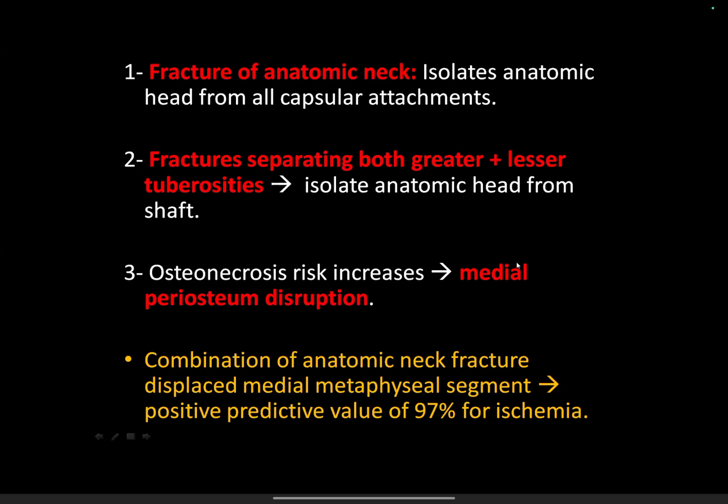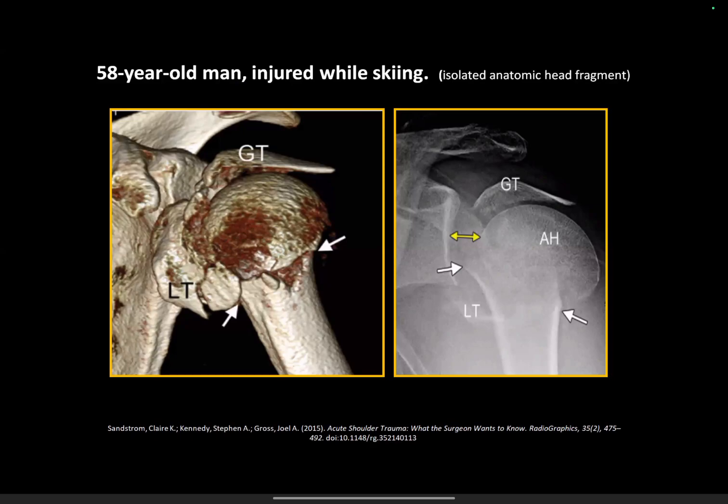And as we said earlier, fractures that are involving the medial periosteum, especially within 8 millimeters of the articular surface, will increase the risk of osteonecrosis. It was found that a combination of these fractures had a positive predictive value of ischemia in 97% of patients. This is an example of a 58-year-old man who was injured while skiing.